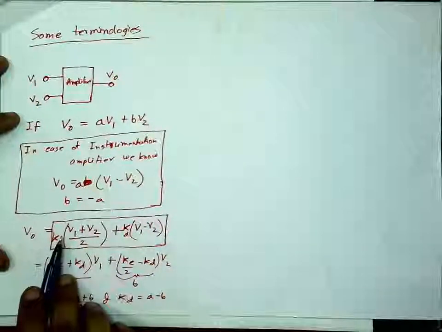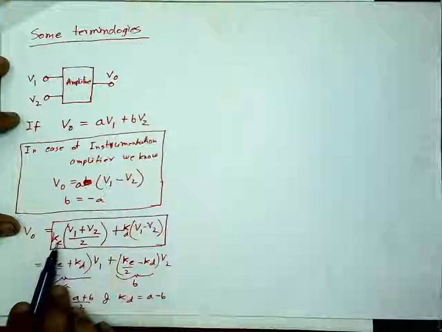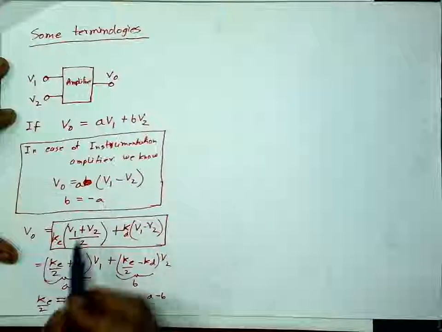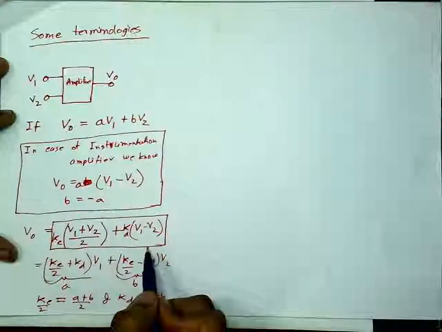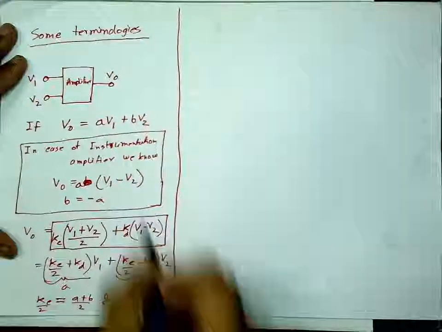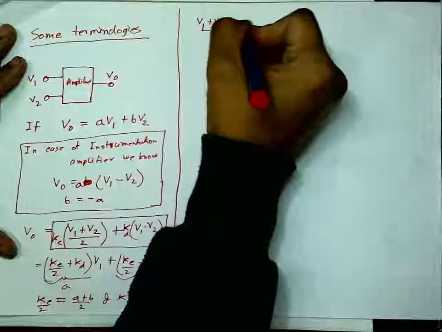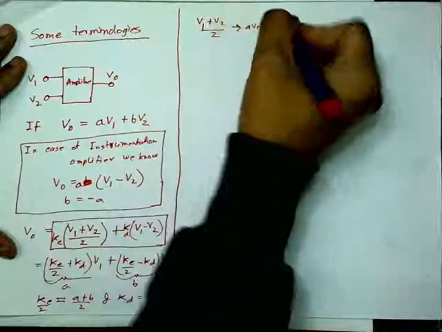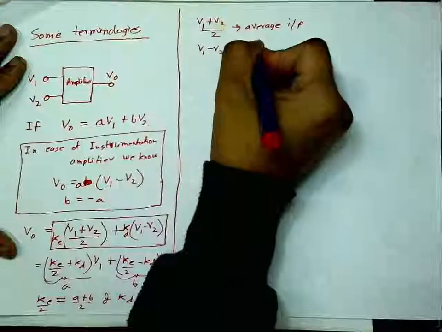So essentially we want to write the output as a linear function of the average input and the difference input. That's what we wanted. See that V1 plus V2 by 2 is the average input, and V1 minus V2 is the difference input.